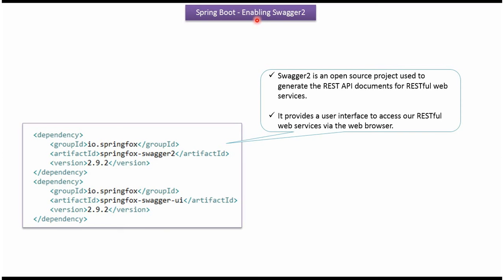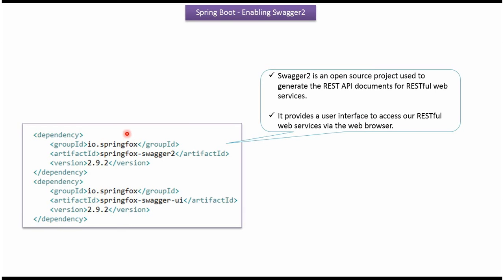In this video tutorial I will explain how to enable Swagger 2 and what is the use of Swagger. Swagger 2 is an open source project. Using that we can generate REST API documents for RESTful web services. And Swagger 2 provides a user interface to access our RESTful web services via the web browser.